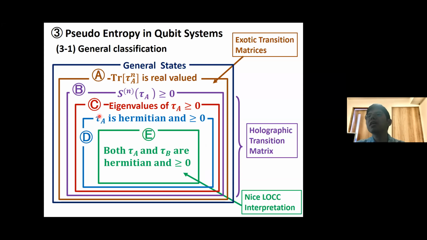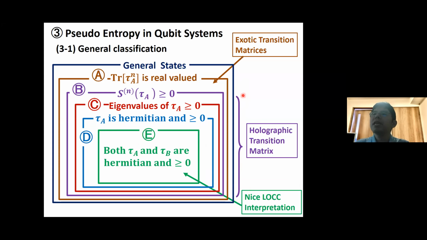It looks similar to the standard entanglement entropy case, but it's different because tau A also depends on two different states, psi and bar phi, and they are different. But nevertheless, sometimes we have tau A Hermitian in nice examples. In that case, we have a nice kind of LOCC interpretation. I'll come back to this later.